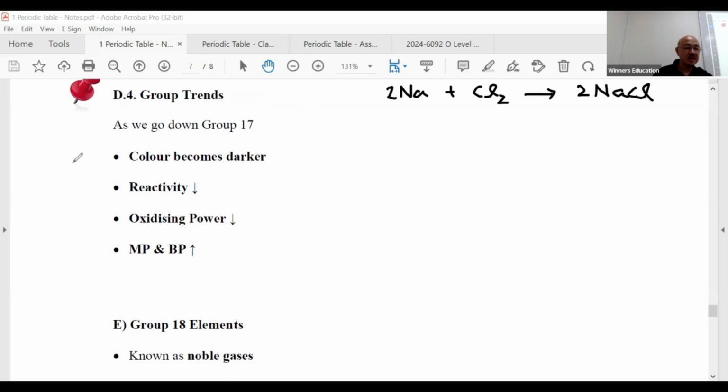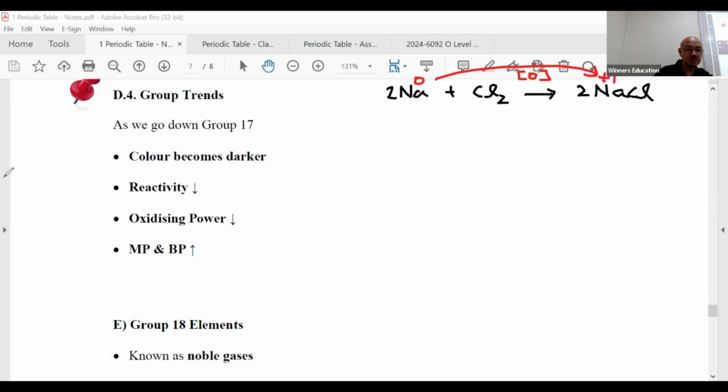Make sense? Now, just now we showed that sodium has been oxidized. Once again, sodium is 0, then it becomes +1. So it has been, once again, oxidized.